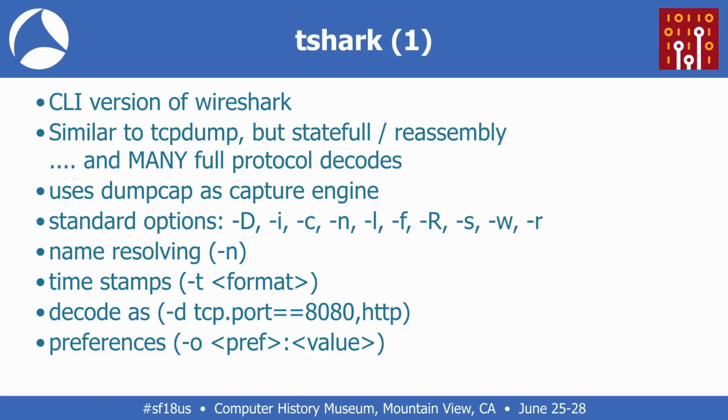You can change preferences, just like in Wireshark. If you do want to turn reassembly off or on, you can use a -o, and then you need to find the preference that you need to change, and you can set the value for that. Especially when you do decryption or analysis of response times, you might want to enable or disable reassembly.